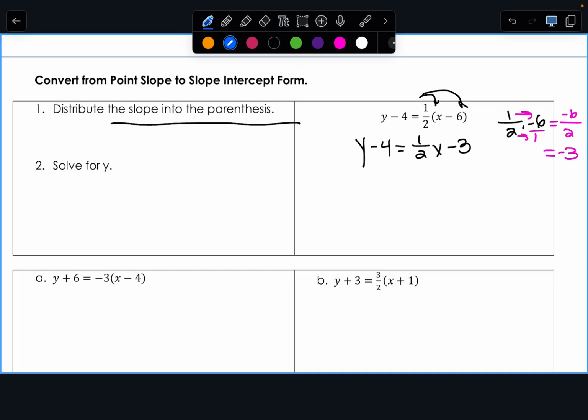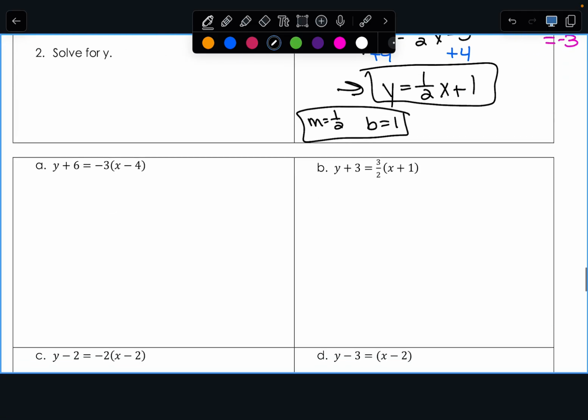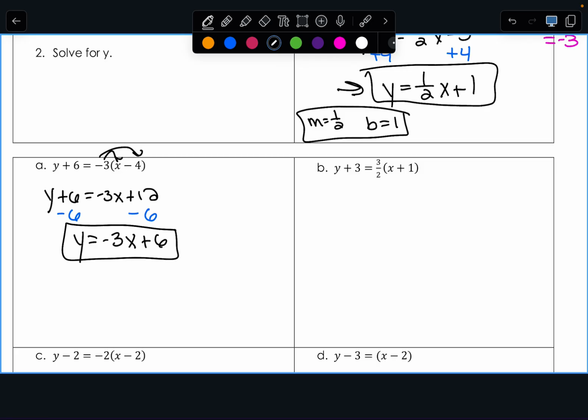Now, solving for y, I add 4 over. Its like term is a -3. Y equals 1/2 x plus 1. That is your equation in slope-intercept form. Your slope is a half in case you ever were asked. Your b is 1. Okay, but this is the final answer. Same thing for the next few. Distribute the -3 in. -3x plus 12. Subtract 6 to its like term on the other side. And that is your equation of the line.